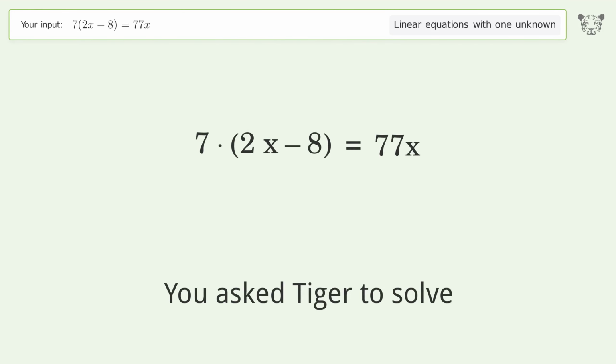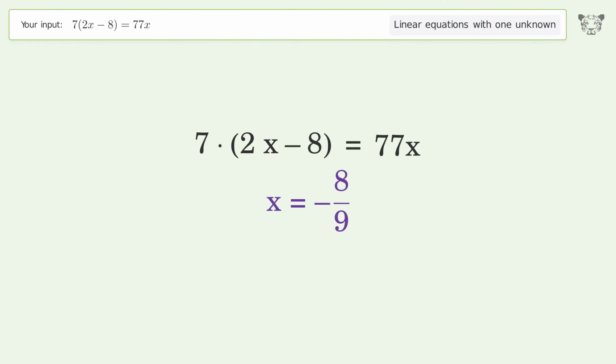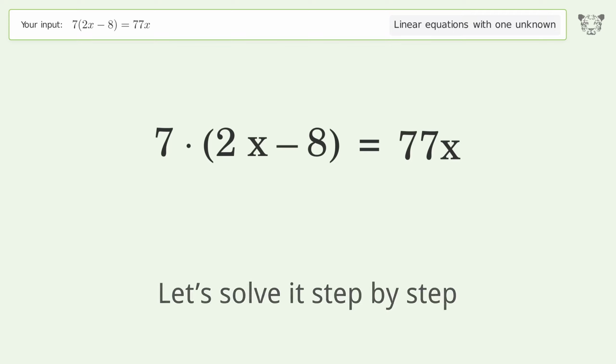You ask Tiger to solve. This deals with linear equations with one unknown. The final result is x equals -8/9. Let's solve it step by step.